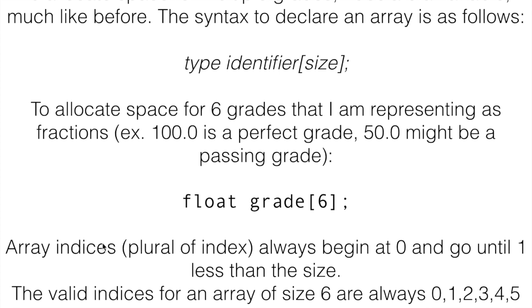So array indices, right? Indices is simply the plural of the word index. In the C language, these indices always begin at 0 and go all the way up until 1 less than the size. So an example of this to think about is for an array of size 6, the valid indices start at 0 and then they go to 1, 2, 3, 4, and 5. You'll notice that 5 is 1 less than the size, and then the total number of indices, or available elements, are 1, 2, 3, 4, 5, 6. There's 6 of them, however they're numbered 0 to 5 instead of 1 to 6.